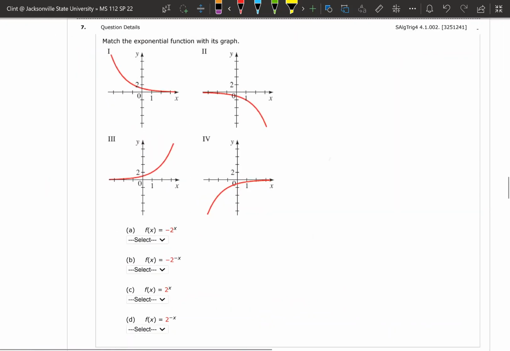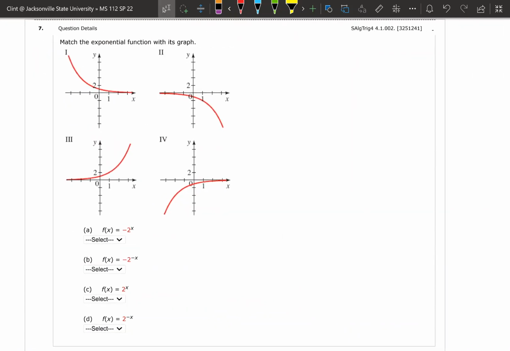And this one's similar. Got 4 graphs and need to match them up. So which one would be just a regular 2 to the x with no minus signs anywhere? Yeah, this one would be. So the one with no minus signs is going to be just 2 to the x.